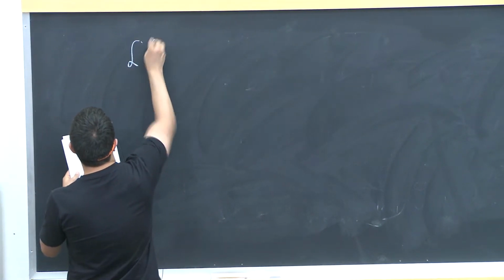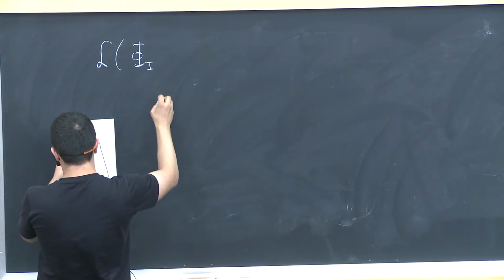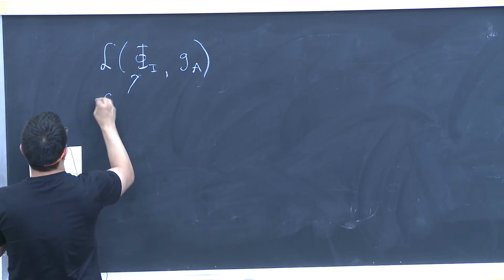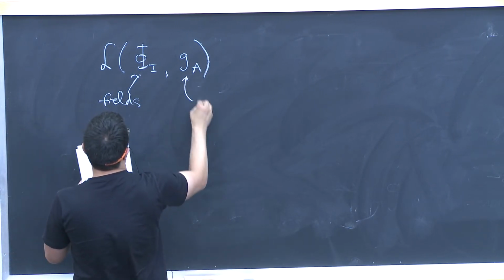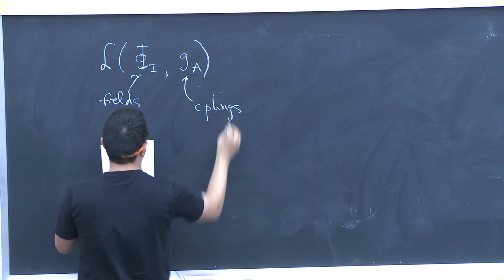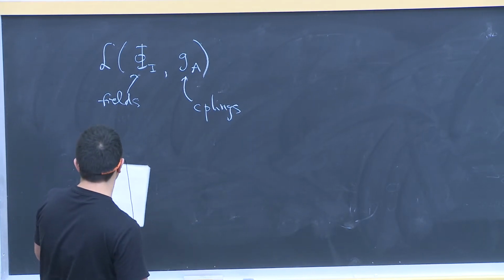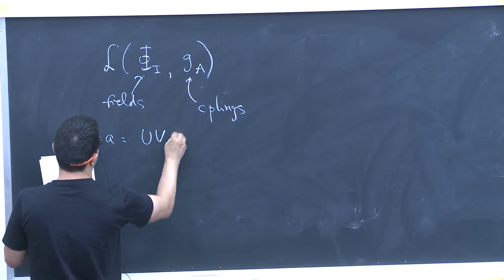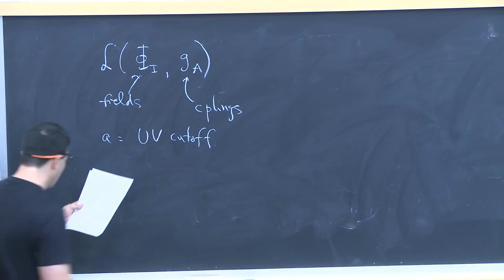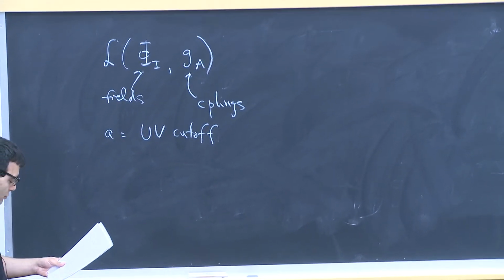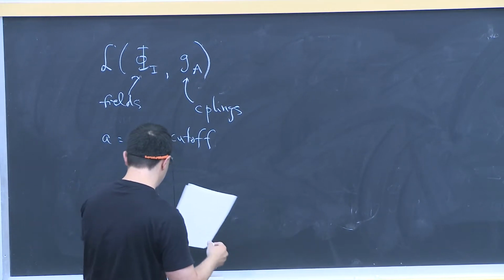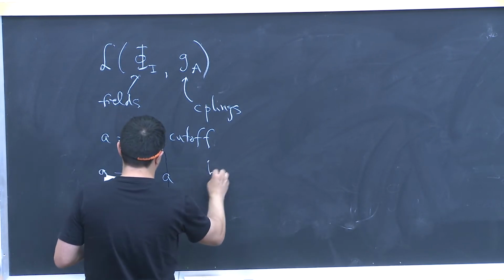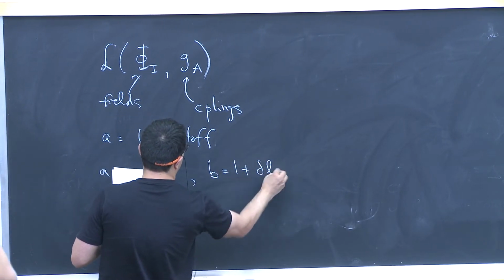So if we have some Lagrangian that depends on some fields and some couplings, so these are fields and these are couplings. In order to properly define the theory, we need a UV cutoff, which I'll call lambda. And the RG transformation is when we send lambda to b times lambda. We take b to be 1 plus delta l.